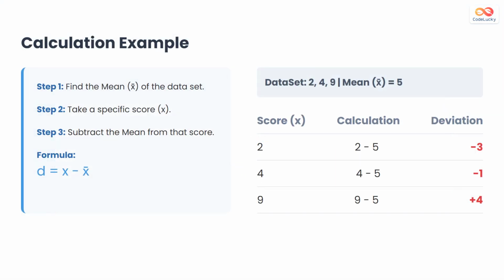Let's walk through a real example with a small data set, 2, 4, and 9. The mean of these numbers is 5. To find the deviations, we just subtract 5 from each number. 2 minus 5 is negative 3, 4 minus 5 is negative 1, and 9 minus 5 is positive 4.